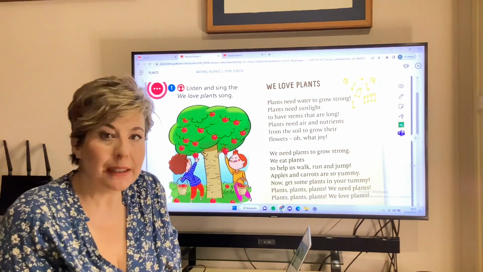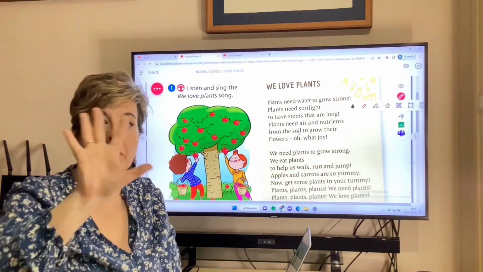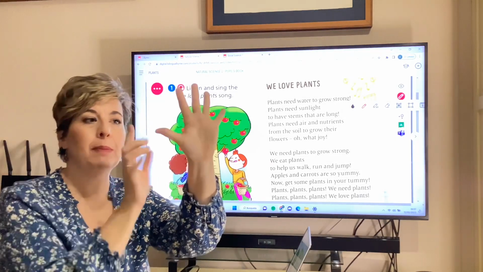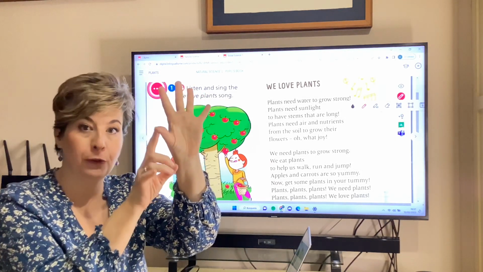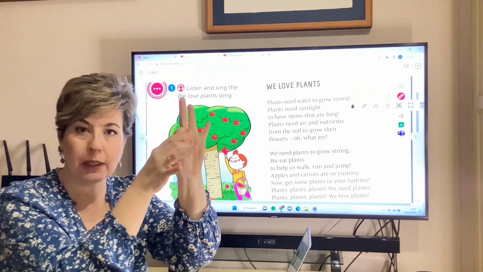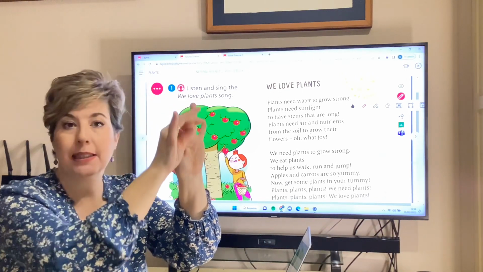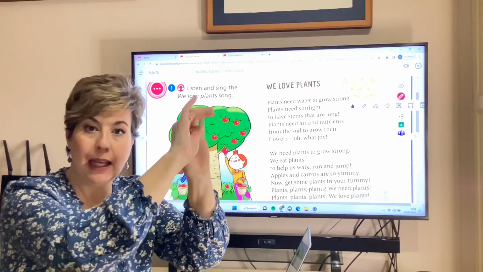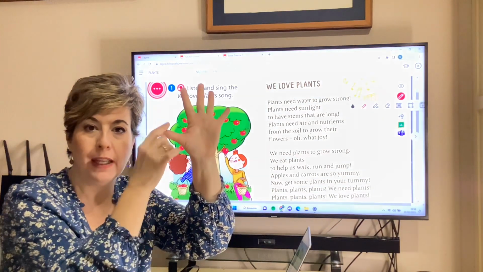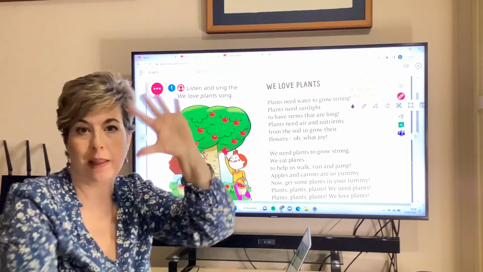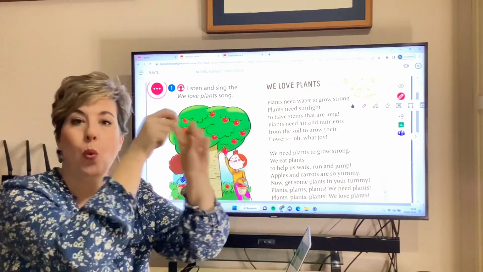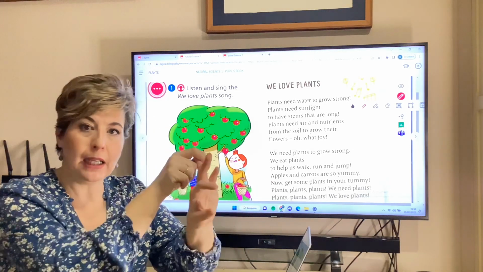Remember that plants need several things. Remember we said that plants need 5 things. We have 5 fingers, so remember: plants need food or nutrients, plants need water, plants need sunlight, plants need air, and plants need soil. So 5 things and you have 5 fingers. That way you remember the 5 things that plants need: nutrients, water, sunlight, air, and soil.